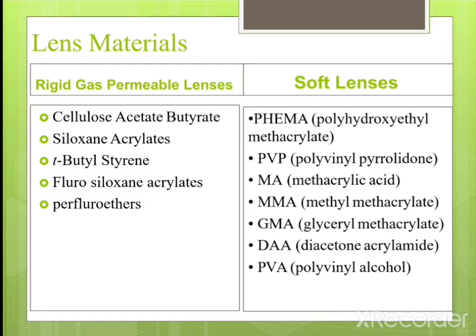In soft lenses we have different types of materials: polyhydroxyethyl methacrylate, polyvinyl pyrrolidone, methacrylic acid, methyl methacrylate, glyceryl methacrylate, diacetone acrylamide, and polyvinyl alcohol. So these are the soft lens materials. Mainly we use polyvinyl and polyhydroxyethyl methacrylates. Nowadays these types of materials are available in the market.